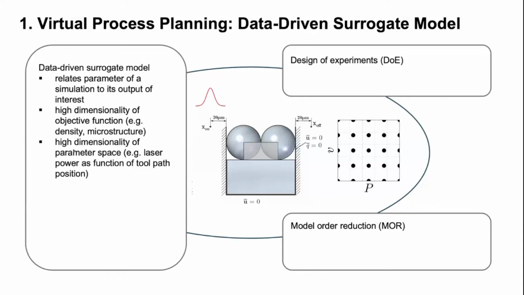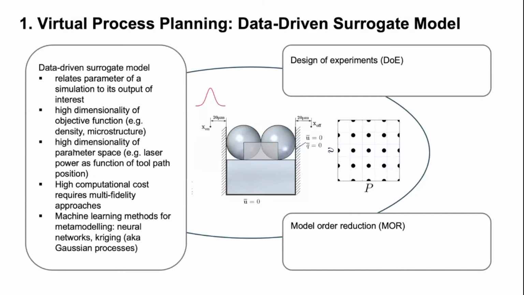For example, the laser power could be a function of the toolpath position. So there's many ways to increase complexities. And also we have very high computational cost because it's a many query task to create this data. And this is why we need also multi-fidelity approaches, not only this high fidelity model, but maybe also other low fidelity models. There are many different machine learning methods available for metamodeling, for example, neural networks, kriging, what's known as Gaussian processes, and others.